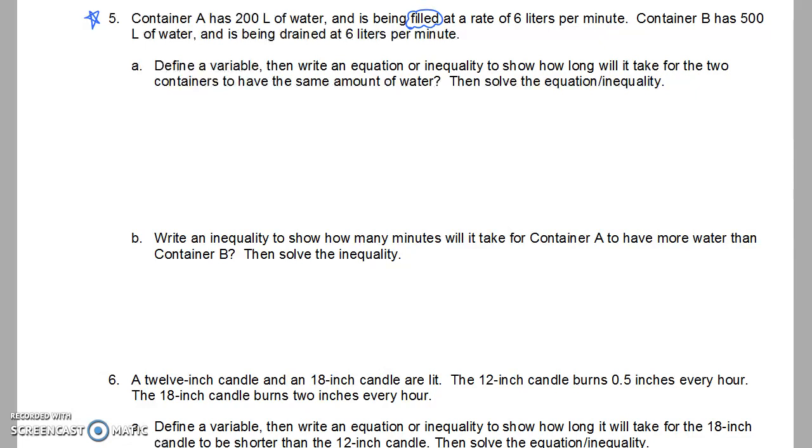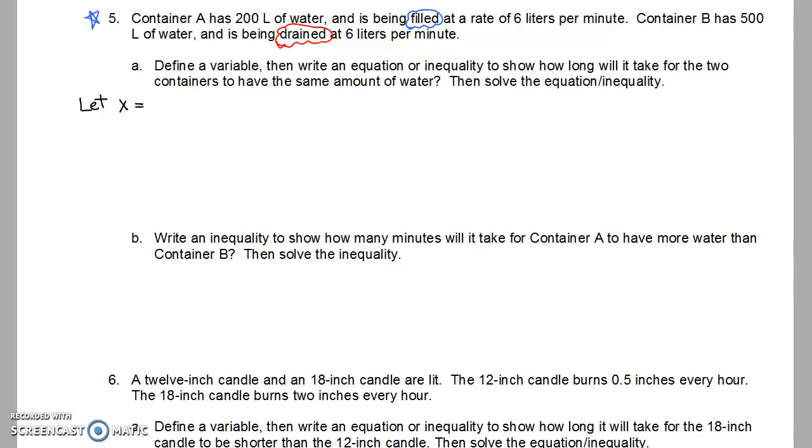Container B has 500 liters of water and is being drained at 6 liters per minute. The word drained is important because it implies subtraction. So, A says to define a variable, write an equation or inequality to show how long it will take for the two containers to have the same amount of water. The nice part about defining our variables here is that there's only one statement to make.